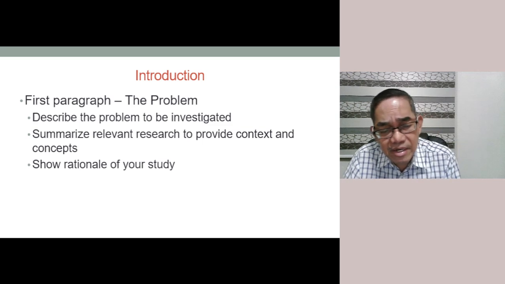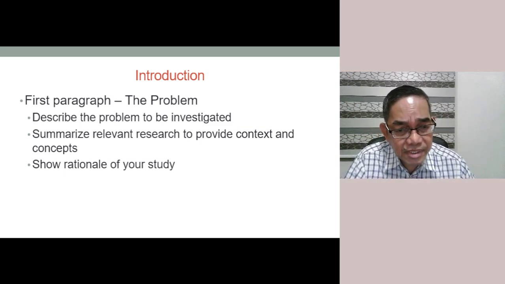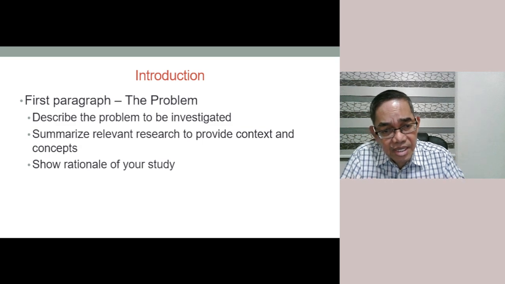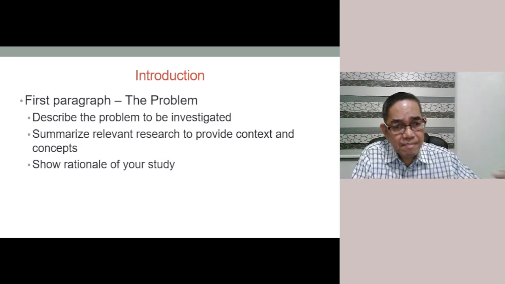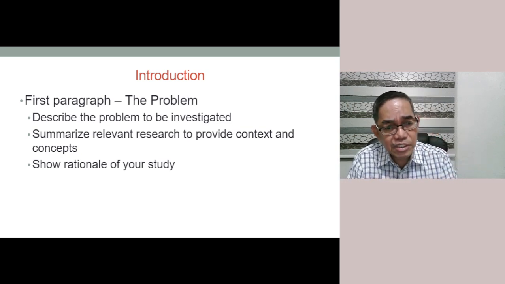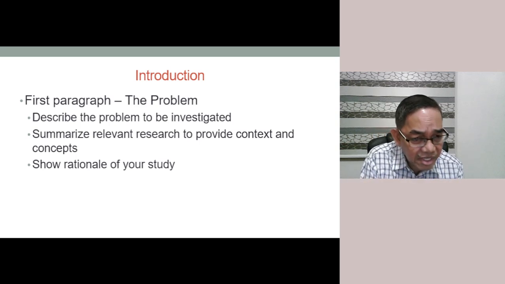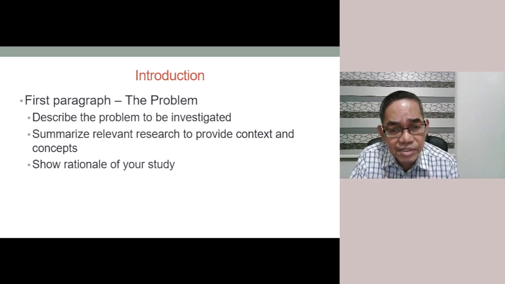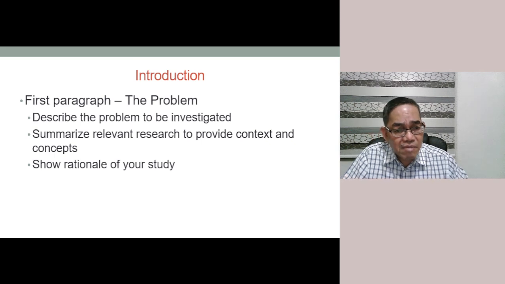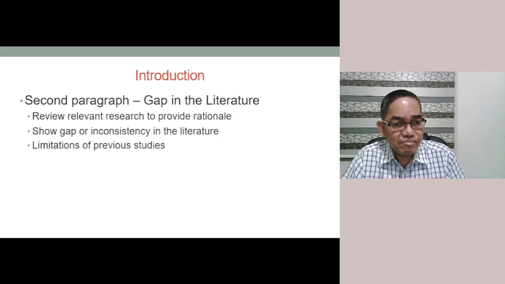The first paragraph should be talking of what the problem is, the specific topic. So, describing the magnitude of the problem, the background of the problem, and describe the problem to be investigated, summarize relevant research to provide context and concepts, and show the rationale for your study. Show the rationale for your study.